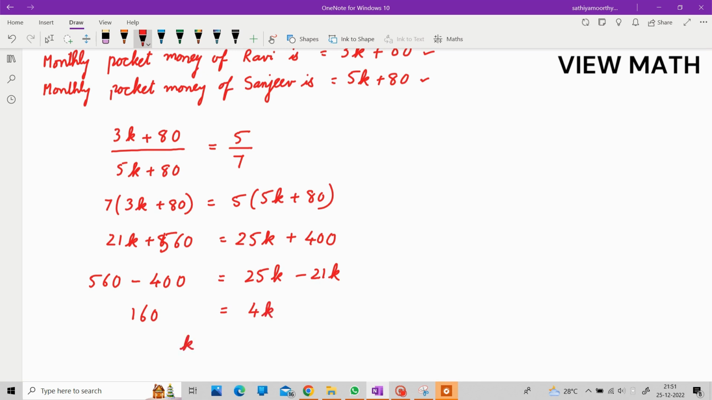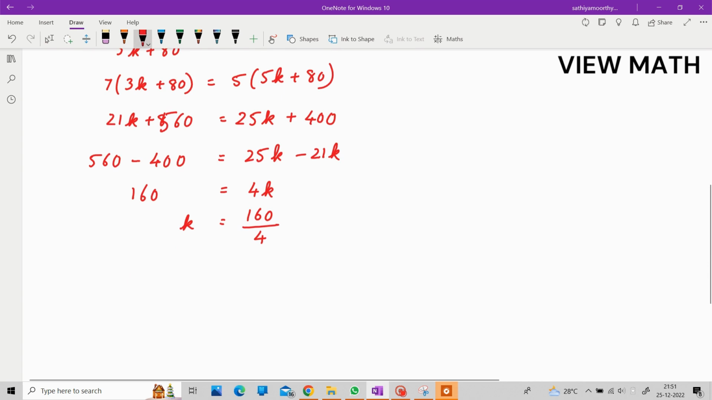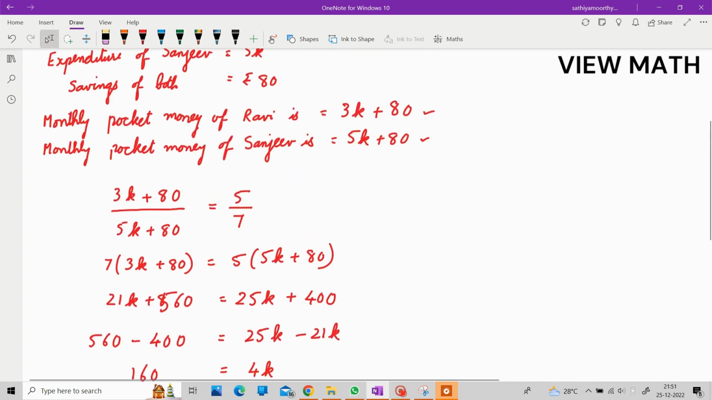Now k is equal to, let me bring this 4 to the other side, comes to the denominator. I'm just changing the left hand side to the right hand side. So k is equal to 160 by 4. So this is equal to 40. So your k value is 40. Now I can find out the monthly pocket money of Ravi and Sanjeev.